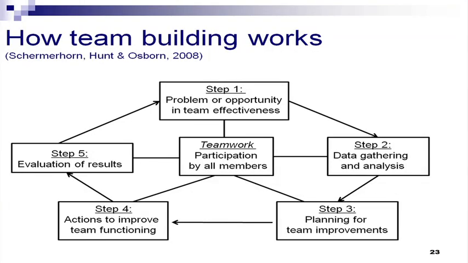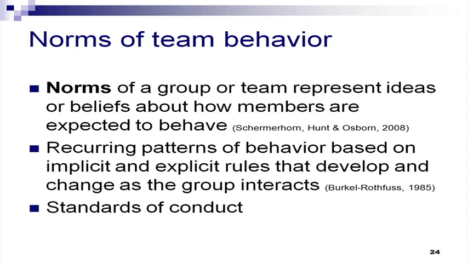How team building works. Again, a model in the book on organizational behavior. We have team member, which is participation by all members. So step one is we identify a problem or opportunity in team effectiveness. We gather data about what can make the team more effective. We analyze the data. We plan for team improvements. We act on those planned improvements, and we evaluate the results of what we've done, and we go back and we recognize another opportunity for team effectiveness, and all this is done with everybody sitting together.